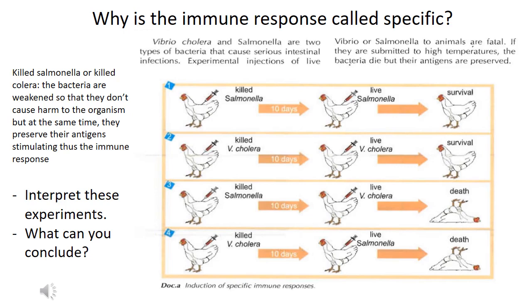So look at the experiments in document A. We have different hens, experiments 1, 2, 3, 4. In every experiment, the hen is injected first with a killed antigen, a weakened antigen that doesn't cause harm to this hen, and a few days later with a live antigen. Please, I want you to pause the video for a while. Try to understand these experiments, then we're going to answer these questions. Interpret these experiments, and what can you conclude?